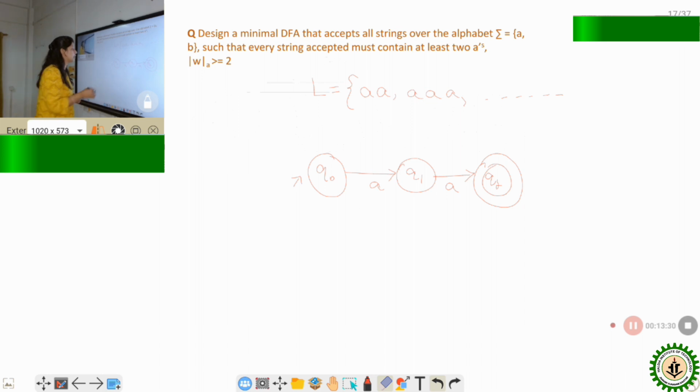So if we apply B on the initial state, it will not hamper our DFA. So we can stay on our initial state. And if we apply B on the middle position, again it will stay on Q1. If we apply B on the final state, it will stay on the final state. But if we apply A here, it will also stay on the final state, because we must contain at least 2 As, and at most any number of As. Okay, so that's the result.